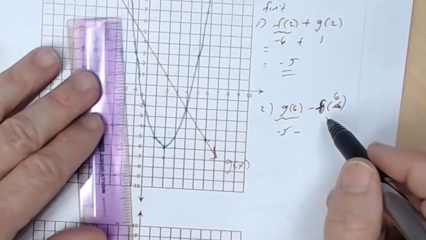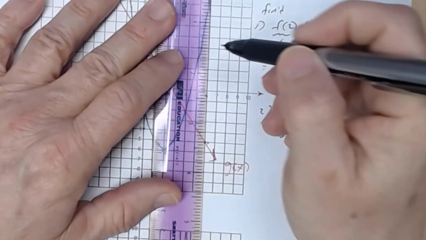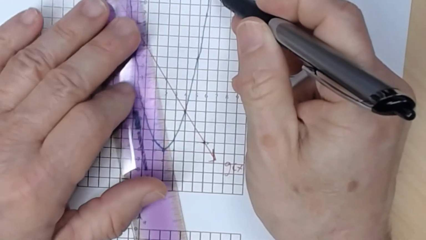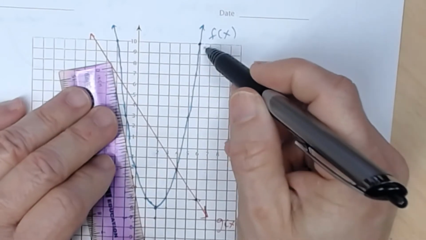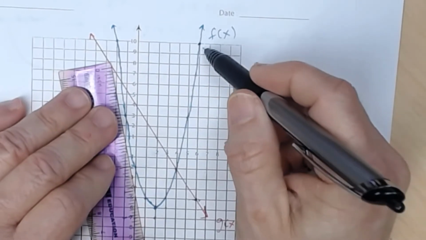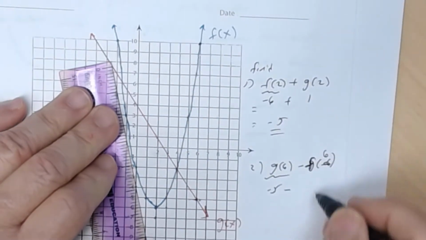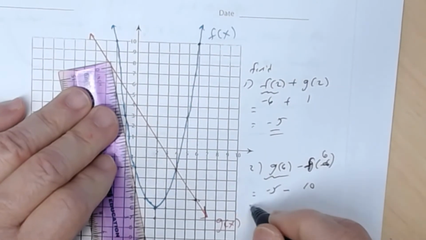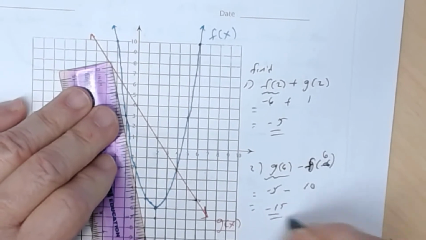Okay? All right. Now, I want to subtract from that f of 6. So here's my function f. So here's 6. The point on the graph is this right here. And so f of 6, so when x is 6, my y value is 10. And so therefore, negative 5 minus 10 is negative 15.